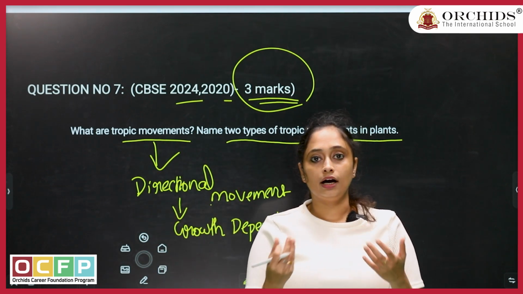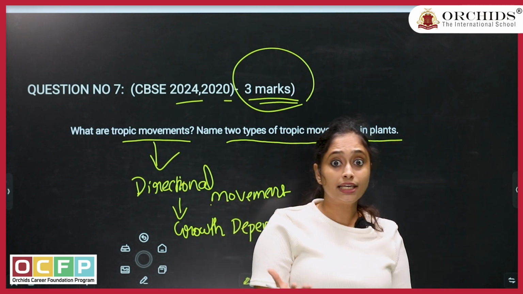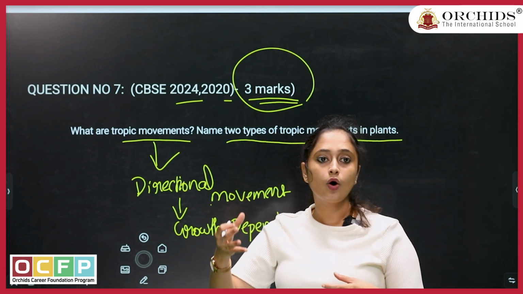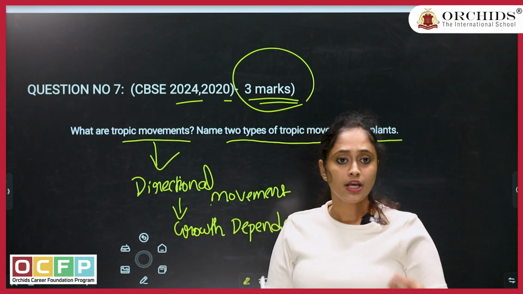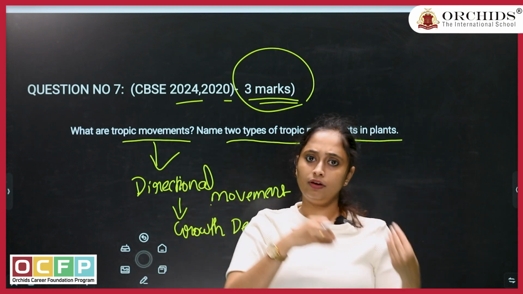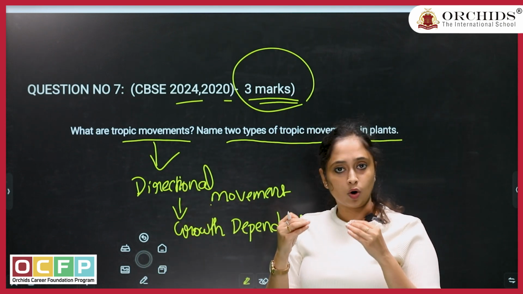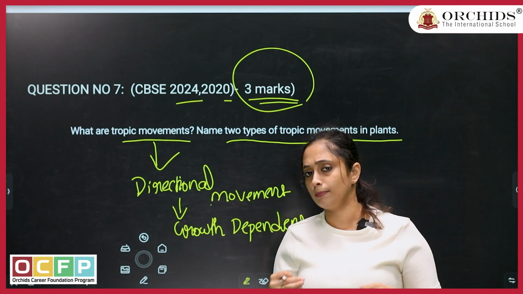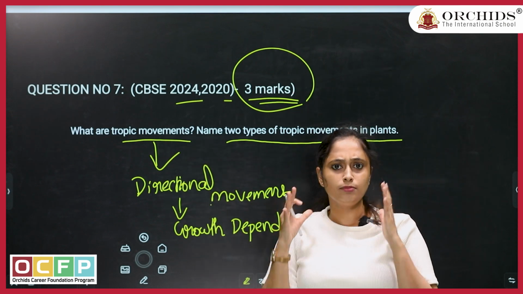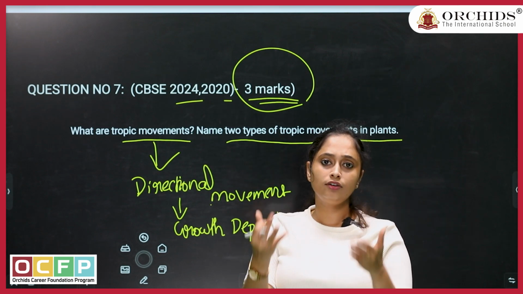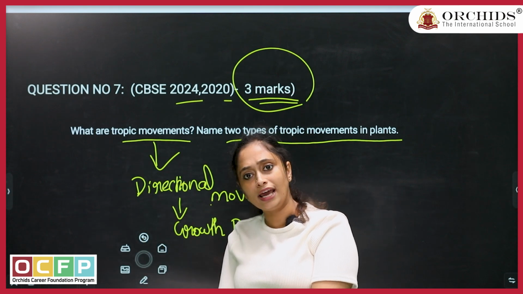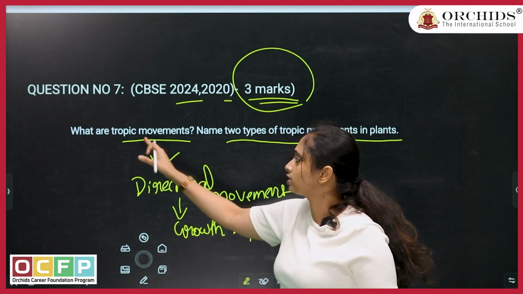For example, any changes. For example, light is one of the stimuli, water is one of the stimuli, and according to these stimuli's direction, if any plant is going towards the stimuli or sometimes away from the stimuli, that means movement is taking place in the plant body in response to a stimuli. So, tropic movement means it is a movement, right? So, what kind of movement? The movement in response to a stimuli, such a movement we can call a tropic movement.